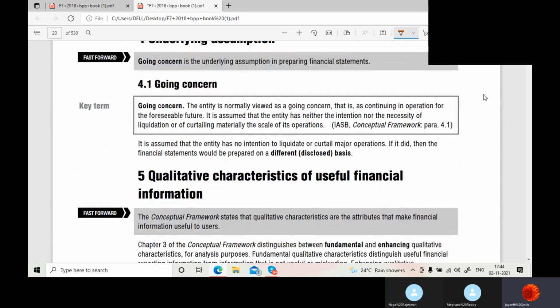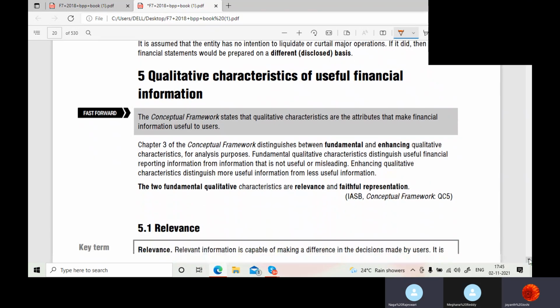Every company which prepares the statements is preparing them based upon the underlying assumption that it is a going concern. That means they will run the company continuously, not a seasonal business.